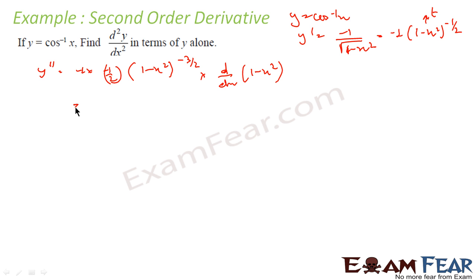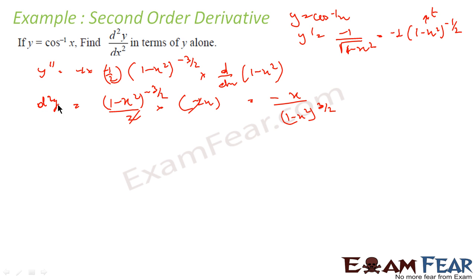Why? Because if you assume the whole thing as t, dy by dx is dy by dt into dt by dx, this is dt by dx, this is dy by dt. So this is nothing but, this minus minus cancels, this becomes minus 1 minus x square to the power minus 3 by 2 into, this is nothing but minus 2x, correct? Here also 2 to cancel. So what I get is minus x by 1 minus x square to the power 3 by 2. But this is my d square y by dx square.